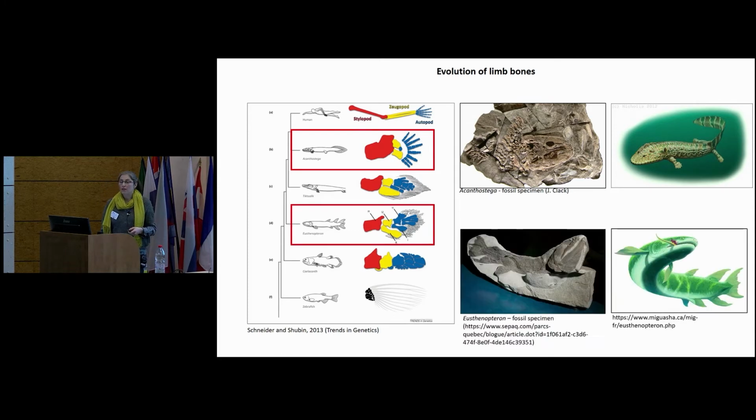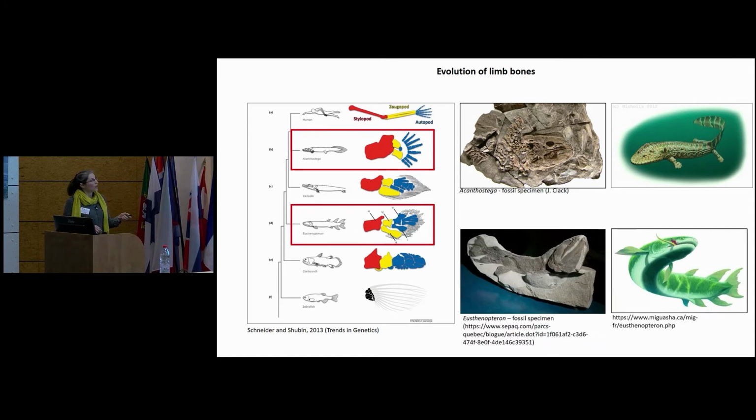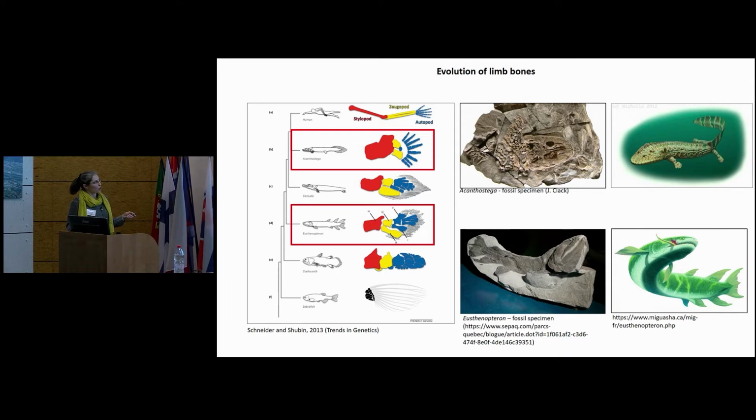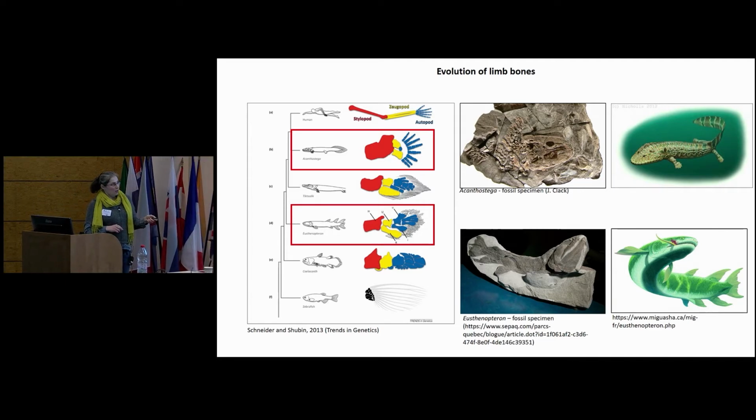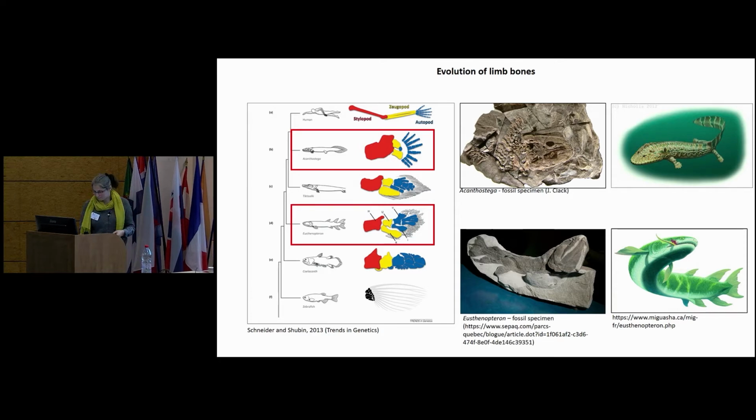And for comparison, as I told you, we will take a lobefin fish, Eusthenopteron, which is here, and this is the fin of this lobefin fish. You have the fossil here with the head, the jaw and the snout, and all the body with the scales and the fins up to the caudal fin. And here is a drawing of the animal.